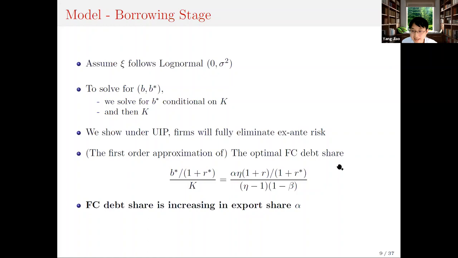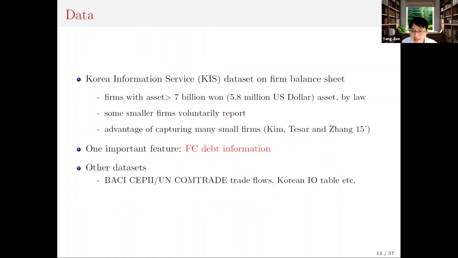So with this in mind, we go to the data part. Okay? So for the data, it's actually the Korean information service data set. Basically, by law, Korean firms with assets larger than 7 billion won are required to report their balance sheets. But some smaller firms may voluntarily report. So actually, our data set includes both big firms and small firms. And this advantage was also pointed out by Kim, Pisa, and Zhang.